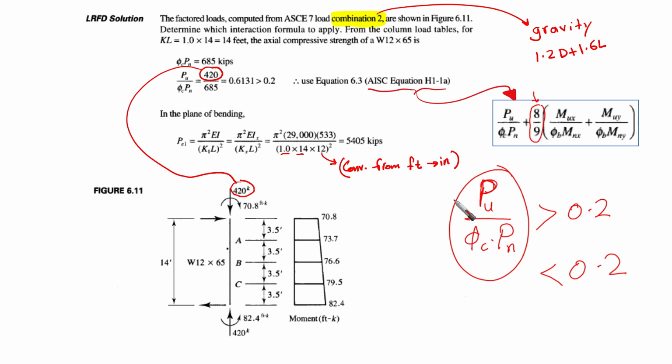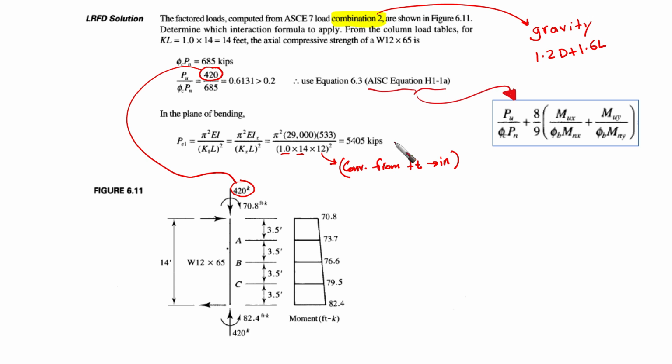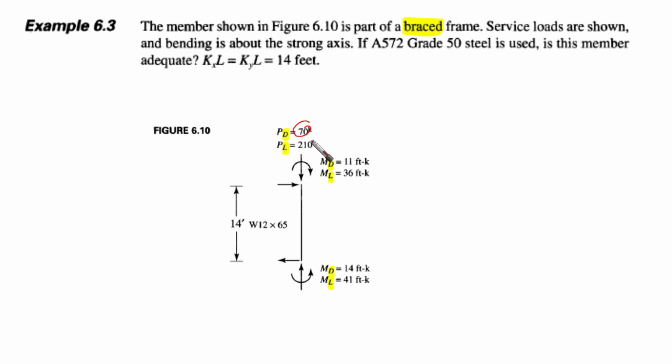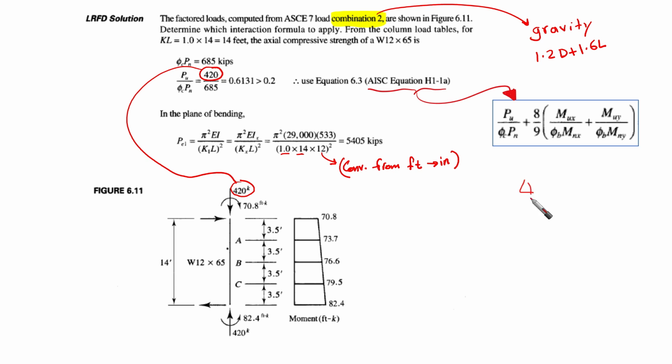Okay, so first of all, we need to know what this Pu is. Pu over phi c Pn. We want to know this. Pu is given for us: using the gravity load combination 1.2 dead plus 1.6 live, we can obtain the maximum axial load, right? If we go back here, we have 70, and multiplying by 1.2 and 1.4, you are going to get the value 420. So we have 420 over phi c Pn.